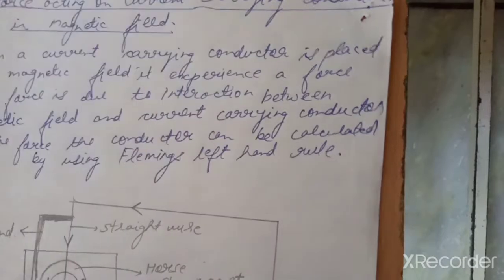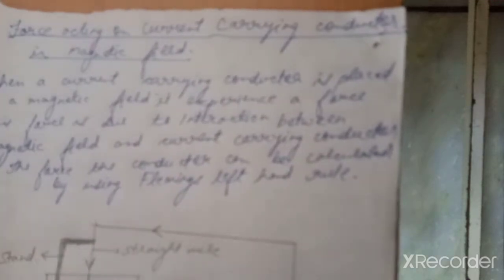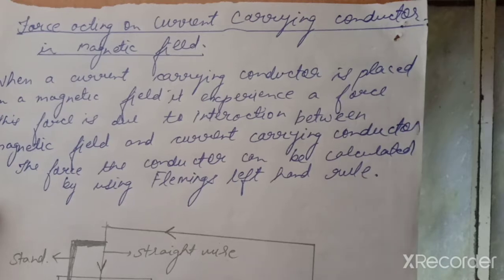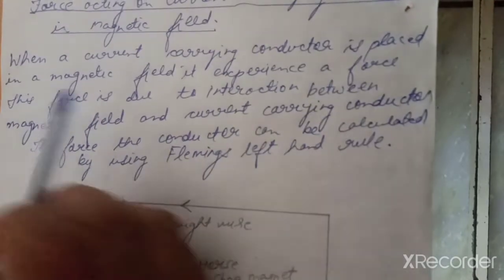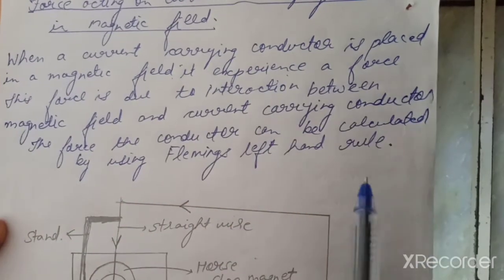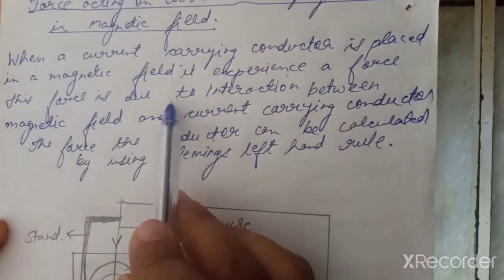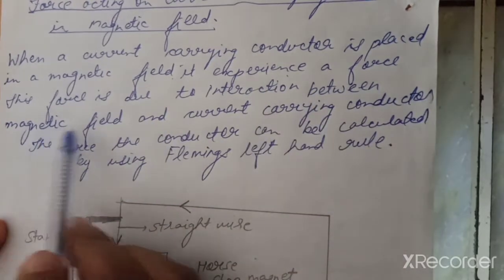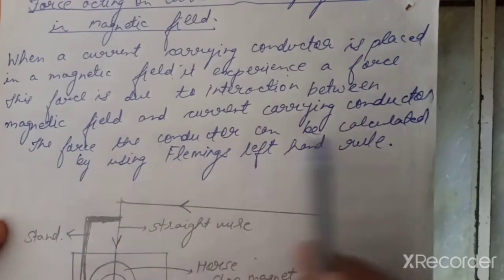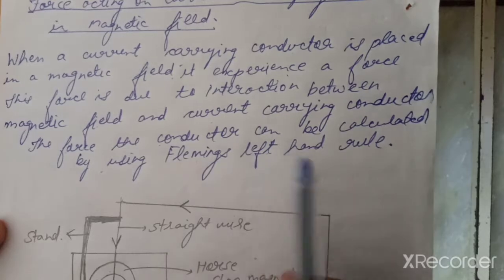Okay, now next we will study what the force acting on a current carrying conductor in the magnetic field is. When a current carrying conductor is placed in a magnetic field, it experiences a force, and this force is due to the interaction between the magnetic field and the current carrying conductor. The direction of the force on the conductor can be found by using Fleming's left hand rule.